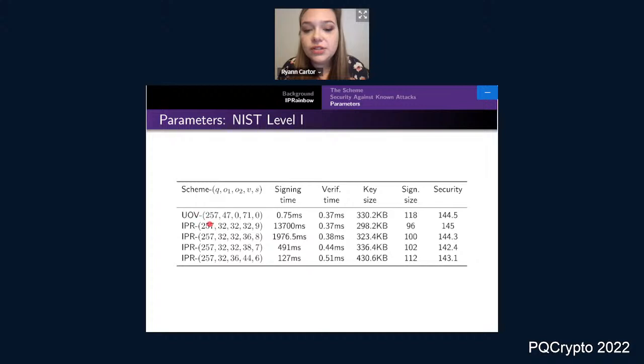We compared our scheme with these parameters to comparable UOV parameters. When we look at NIST level one, you can see here's our range for s. And you can see that when s is large, the signing time is slightly unreasonable, even if you're doing offline signatures. But the key sizes are very small. And then when we move to smaller s values, we compare the key sizes to UOV.